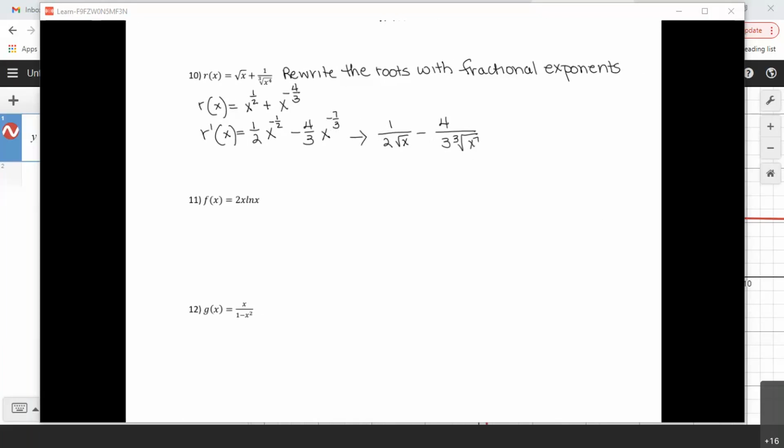And again, how do you decide? Follow the directions. If they don't say rewrite it without fractional exponents, you're good. Just leave it like that.